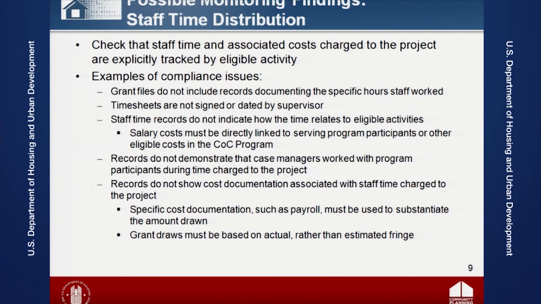Salary costs must be directly linked to serving program participants or other eligible costs in the CoC program. Records do not demonstrate that case managers work with program participants during the time charged to the project, or records do not show cost documentation associated with staff time that was charged to the project. Specific cost documentation, such as payroll costs, must be used to substantiate the amounts drawn for staff costs. For example, grant draws must be based on the actual rather than the estimated fringe.